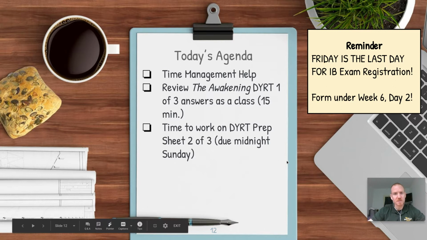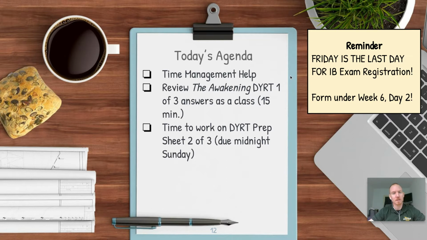For our agenda for today, I wanted to very quickly go over the time management help that I provided yesterday, review the Awakening DIRT 1 of 3 answers as a class, which should only take about 15 minutes, and then time to work. The remaining time in class was for students to be reading the next chunk of The Awakening, chapters 16 to 26, and working on their next DIRT prep sheet, which is due before midnight on Sunday.